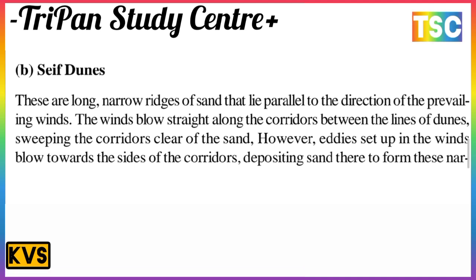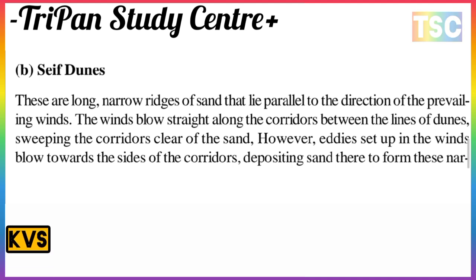The second type of dunes are the Seif dunes. These are long, narrow ridges of sand that are parallel to the direction of the prevailing wind. The wind is blowing along, and there are corridors between the lines of dunes. The sweepings in the corridors are clear of sand.